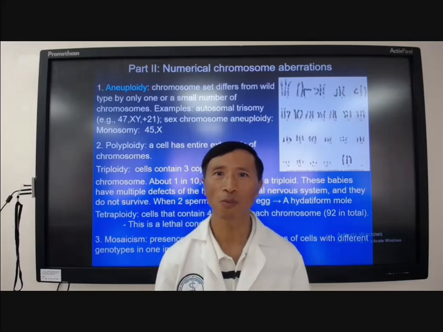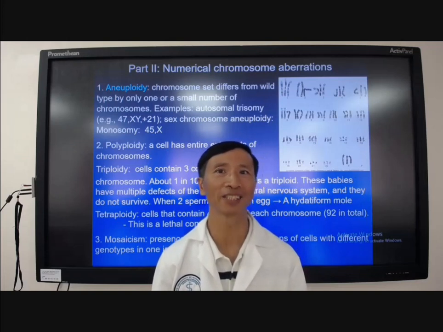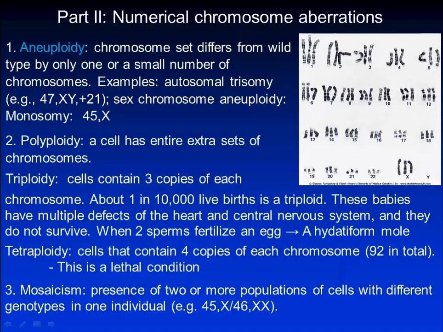Now, let's move to part 2. We will look at numerical chromosome abnormalities. Numerical chromosome abnormalities can be divided into three subgroups. One is aneuploidy. Second is polyploidy. And third is mosaicism. Aneuploidy refers to a situation in which the chromosome set differs from wild type by only one or a small number of chromosomes.